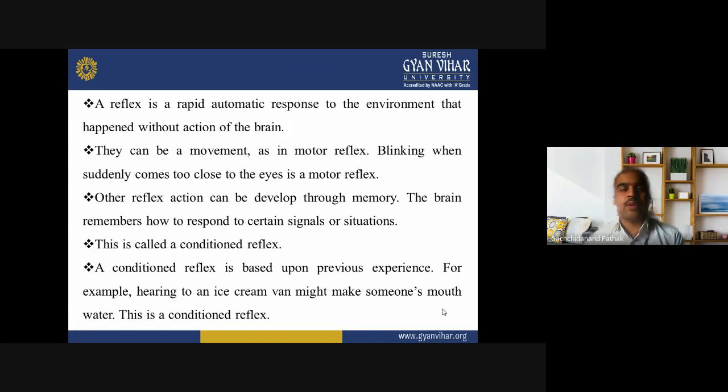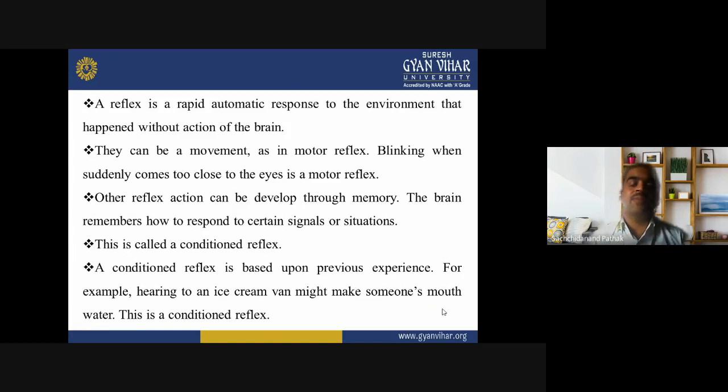Okay. So, a reflex is a rapid automatic response. So, how can you define the reflex action? It is a rapid automatic response to the environment that happens without the action of the brain, without the involvement of the brain. Okay, so that is the reflex action.